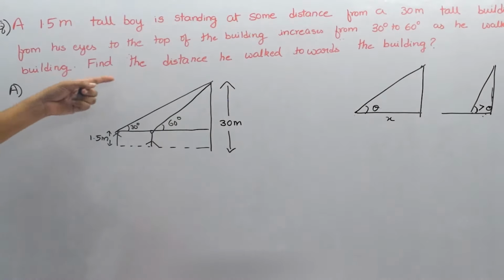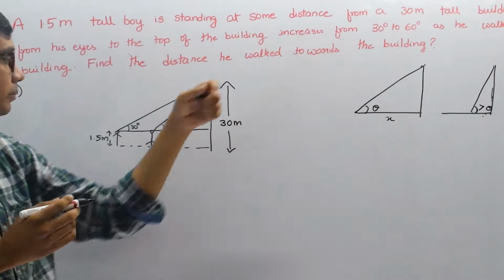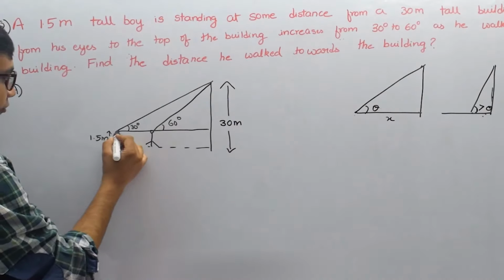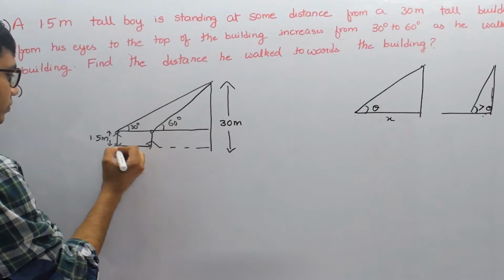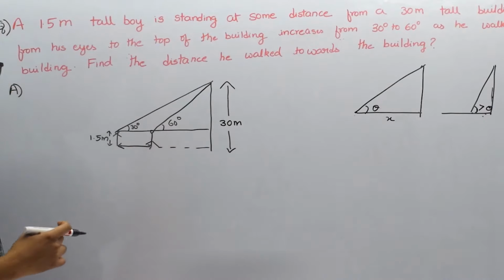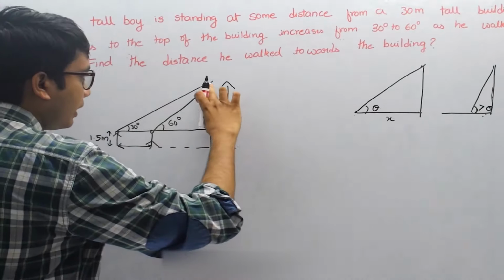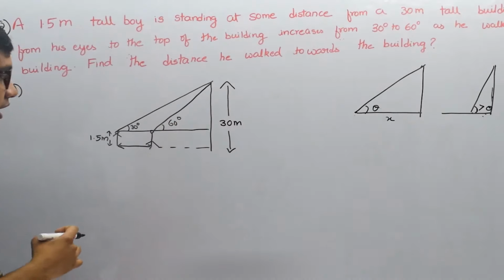Okay, so he says find the distance he walks towards the building. He is asking about from here to here, this distance. What shall we do? So we know that this distance is 28.5. How?